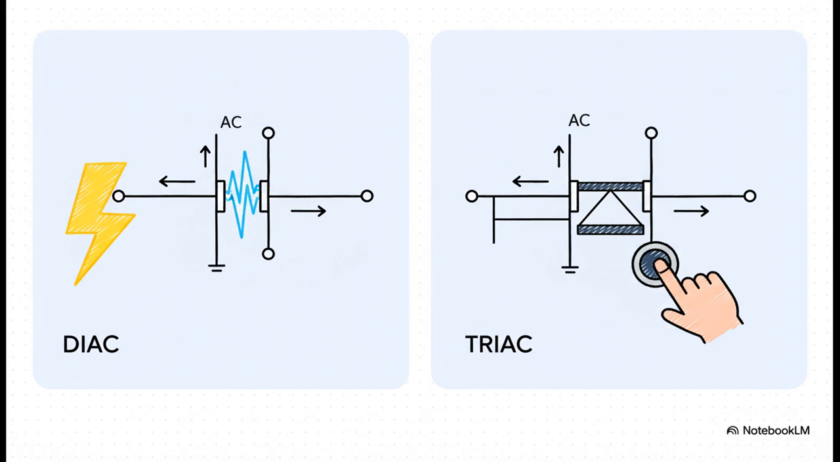Now, other thyristors are built to handle the alternating current, or AC, that you get from a wall socket. Both the diac and the triac can handle current flowing in 2 directions. The big difference, though, is how you turn them on. A diac is kind of dumb. It just turns on by itself when the voltage gets high enough. But a triac gives you precise control with that gate terminal.